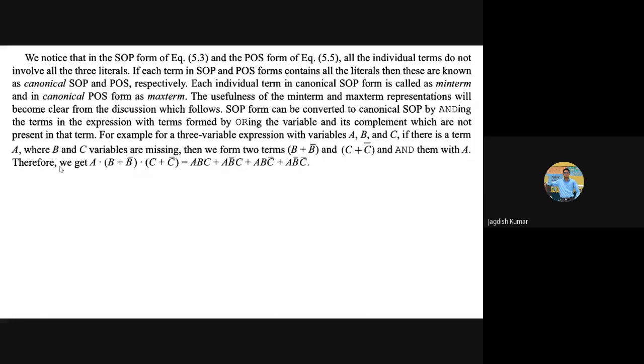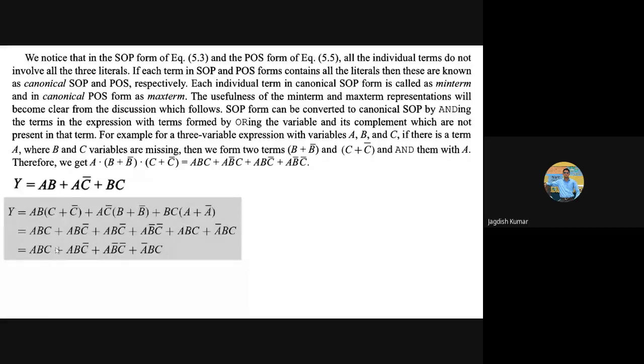Let's practice it. It won't come as such. Let us take this expression now. This is the sum of products for the given expression which we were following. Now we have to obtain the canonical sum of products form of this. So what we see is, in the first term, C is missing. In the second term, B is missing. In the third term, A is missing. So for the first term, C is missing, so we will take C or C bar and AND that to this expression.